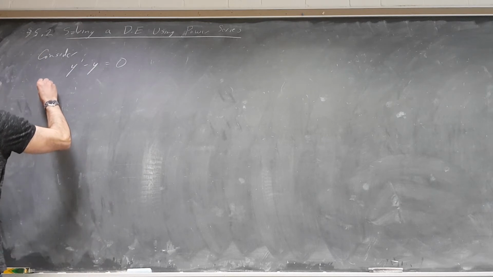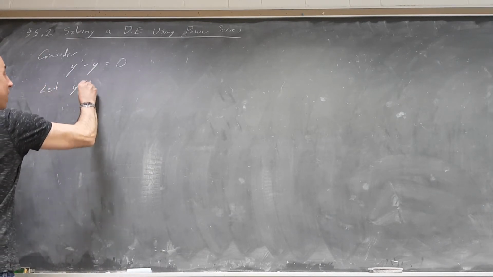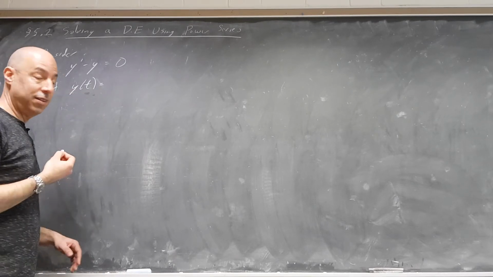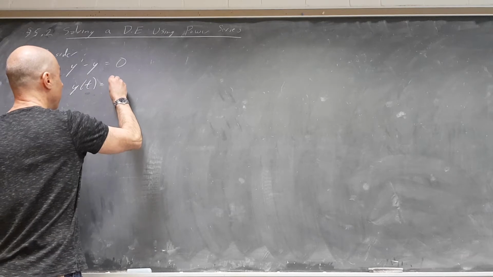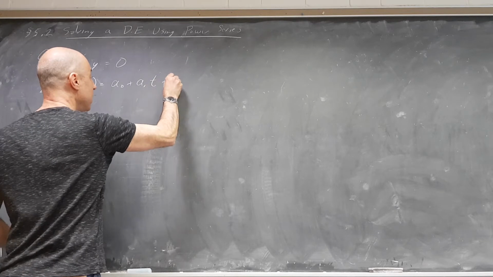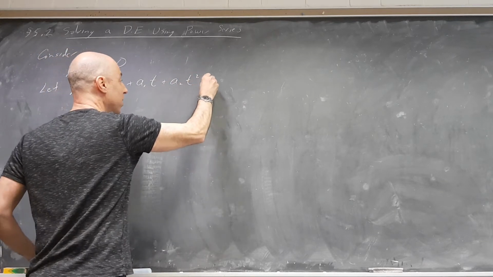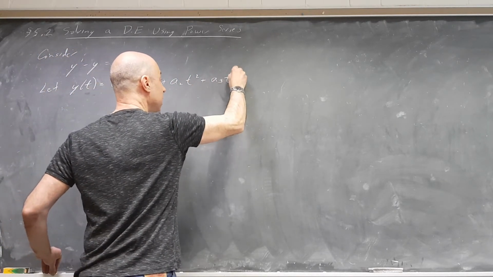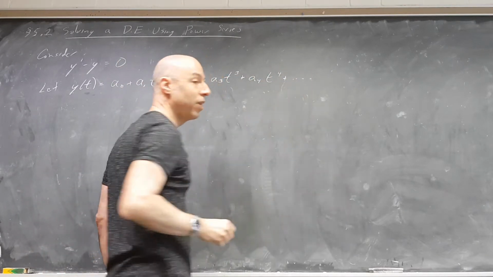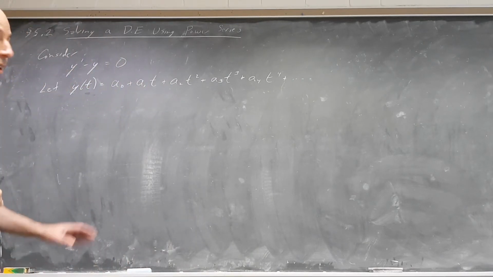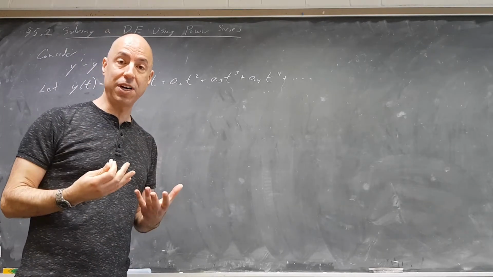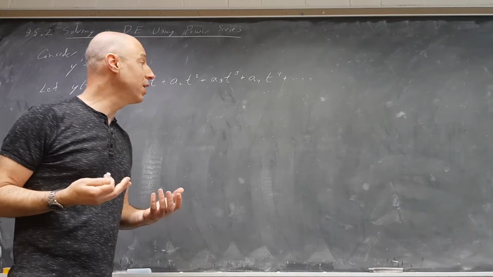So let's let y of t be a series. We'll give it a power series. So a0 plus a1t plus a2t squared plus a3t cubed plus a4t to the fourth plus, and so on forever. We said a power series is like a polynomial, but it doesn't have a finite degree. It goes on forever. You can think of it like an infinite degree polynomial.